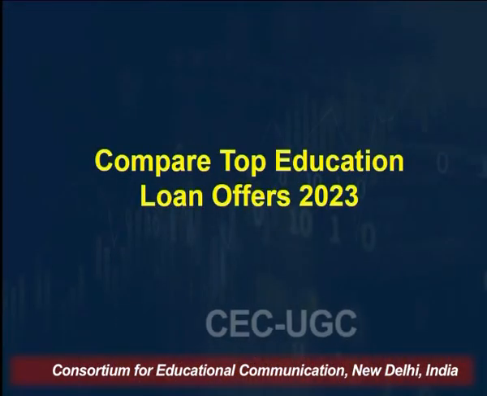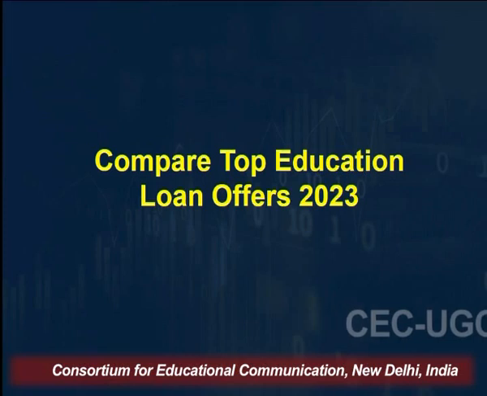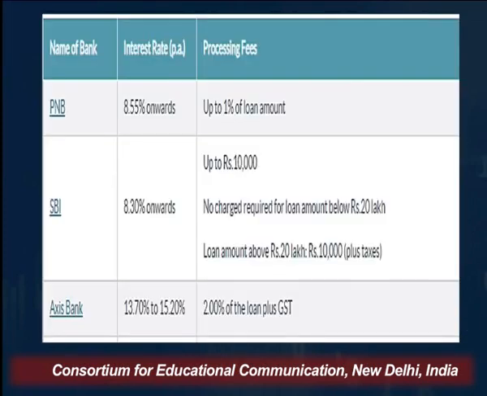Now, compare the top education loan offers for 2023. Punjab National Bank starts the rate of interest from 8.55% onwards. Up to 10,000, the State Bank of India offers from 8.3% onwards. At Axis Bank, the rate is 13% to 15%.